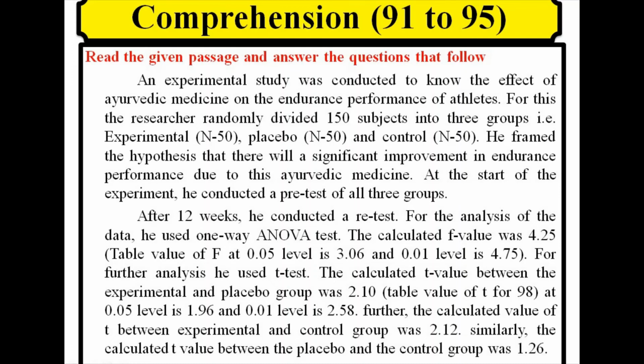For further analysis he used t-test. The calculated t-value between the experimental and placebo group was 2.10, table value of t for 98 degrees of freedom at 0.05 level is 1.96 and at 0.01 level is 2.58. Further, the calculated value of t between experimental and control group was 2.12. Similarly, the calculated t value between the placebo and the control group was 1.26.